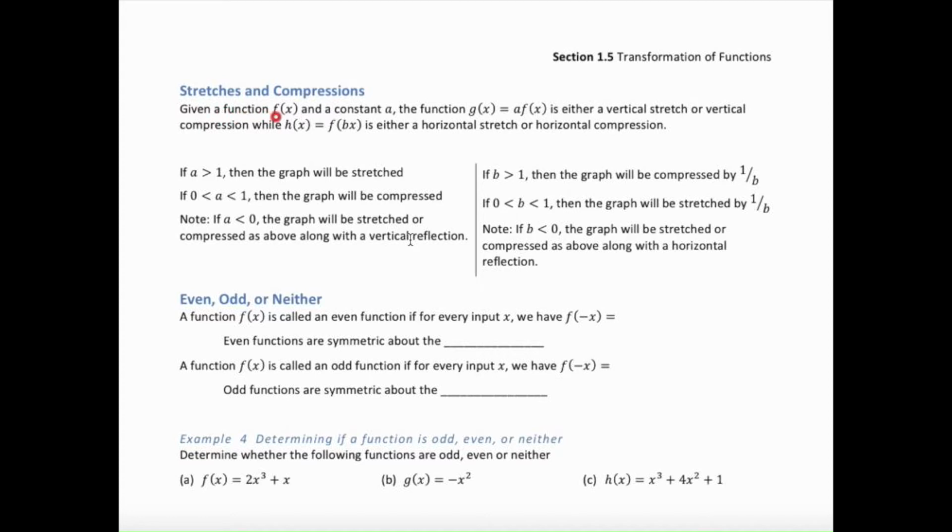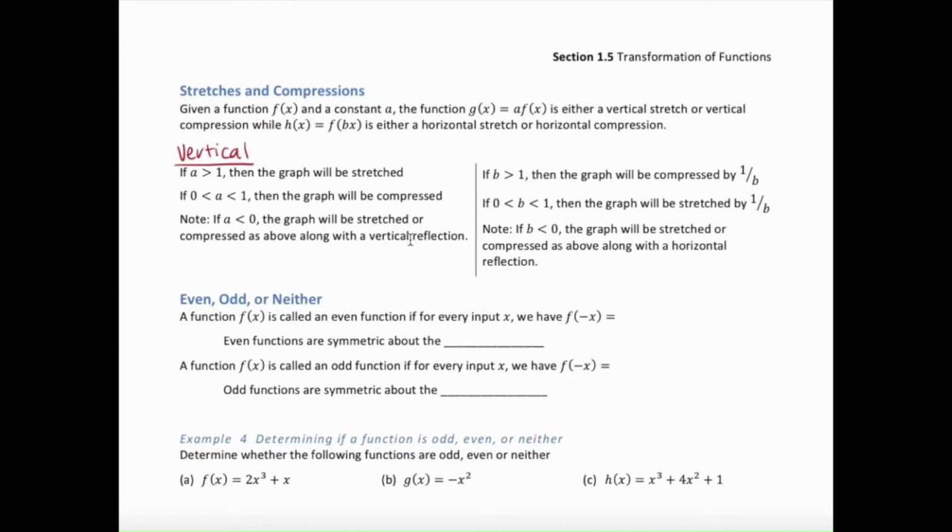Now, given a function f of x and a constant a, the function g of x equals a times f of x is either a vertical stretch or vertical compression, while h of x equals f and then the input b multiplied times x is either a horizontal stretch or horizontal compression. If a is greater than 1, then the graph will be stretched. If a is between 0 and 1, then it will be compressed. And again, these are vertical.